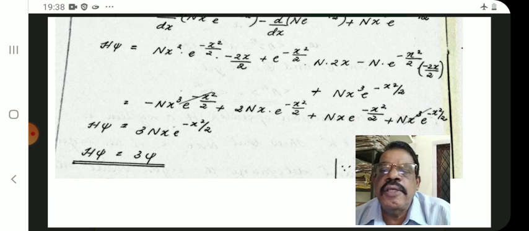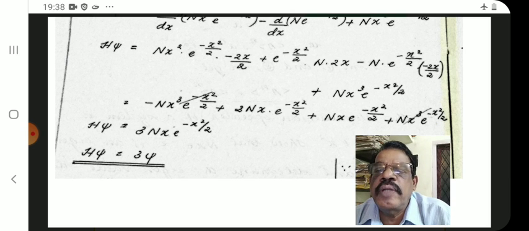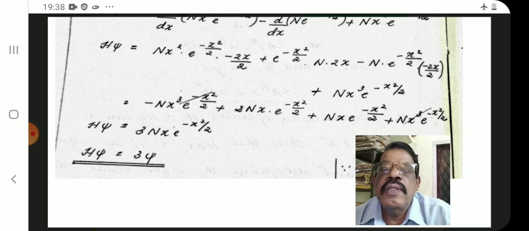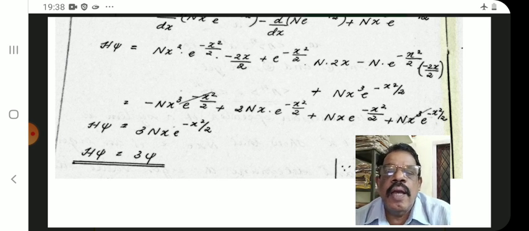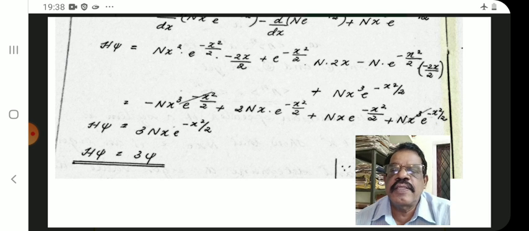And you simplify: the first term becomes minus n x cubed e raised to minus x square by 2. The second term becomes 2nx e raised to minus x square by 2, minus x square by 2. The third term is nx e raised to minus x square by 2, and the last term is nx cubed e raised to minus x square by 2. The first term and last term, being minus and plus, cancel.